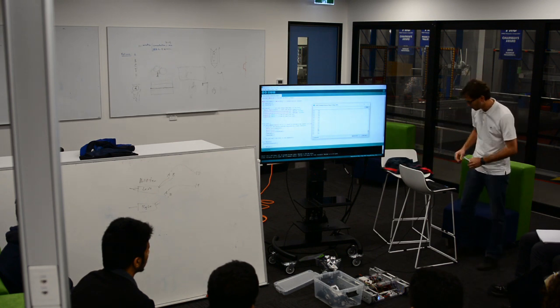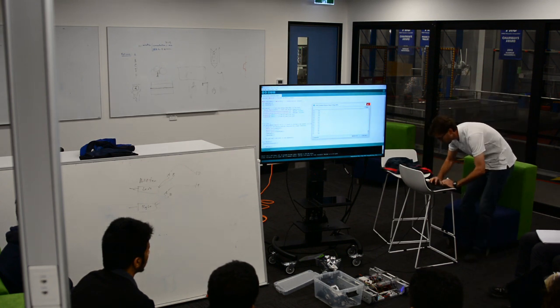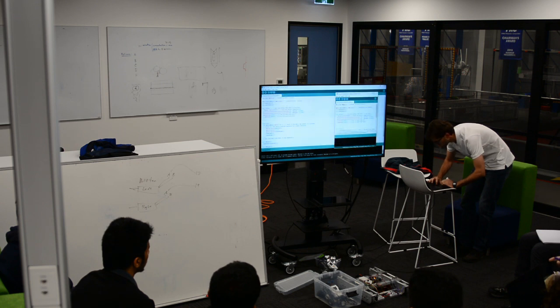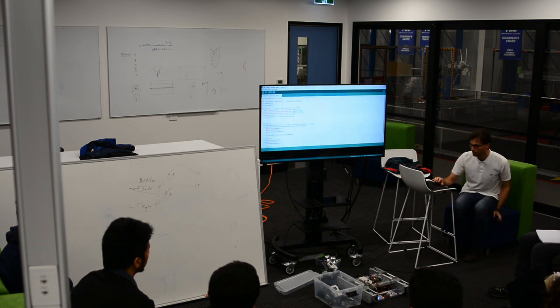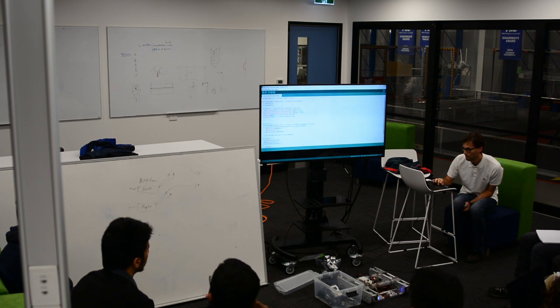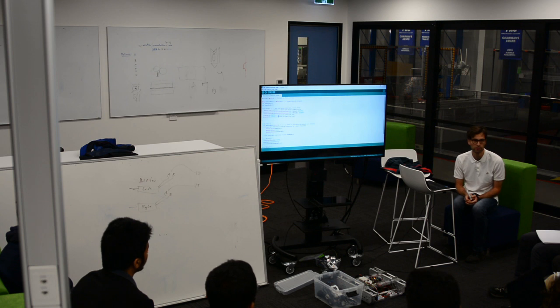Okay. So the next step is going to be to test the interrupts. So I've got another program here called stage 2. So what have I done differently here? I've defined 22 and 23 as inputs. Any thoughts what 22 and 23 are going to be for?